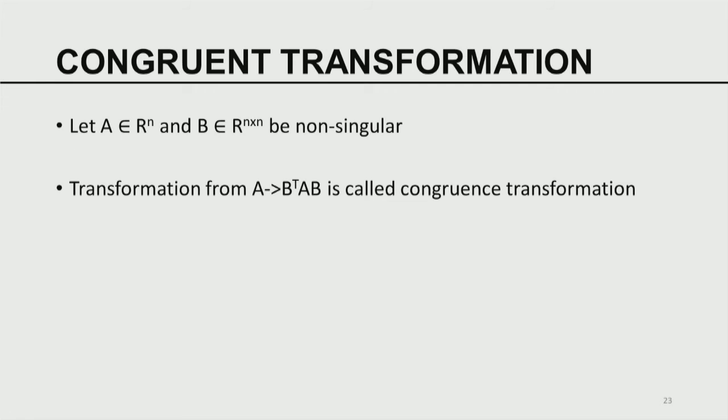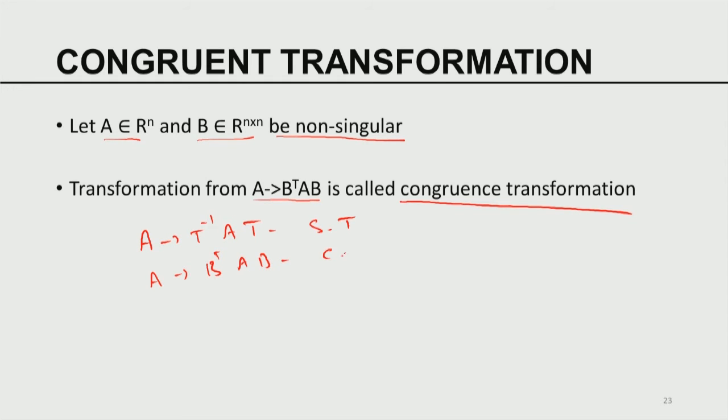The next transformation is called congruent transformation. Let A be a matrix, B be a matrix. I am requiring B to be non-singular, A is any matrix. A transformation from A to B transpose AB is called a congruent transformation. Please remember the differences now. A to T inverse AT, that is similarity transformation. A to B transpose AB, that is called the congruence transformation.